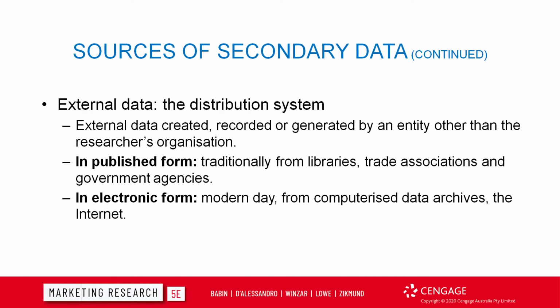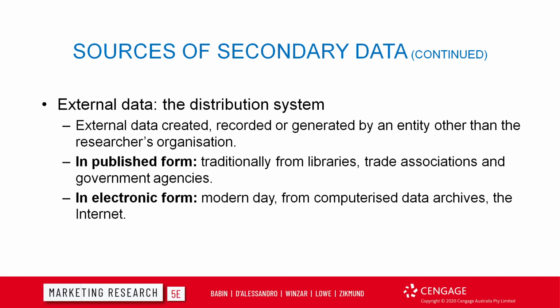Another source of secondary data is called external. External data are created, recorded or generated by newspapers and journals, trade associations, and other organizations which produce some information. This information can be in published form, perhaps available at the public library, from a trade association, or from a government agency, but today computerized data archives and electronic data interchange make external data as easily accessible as the internal data.